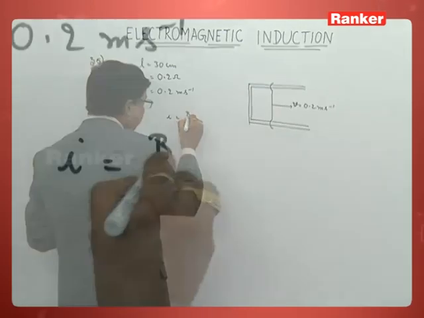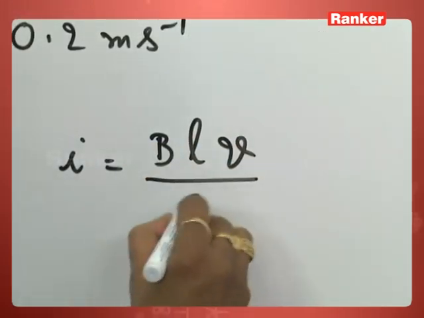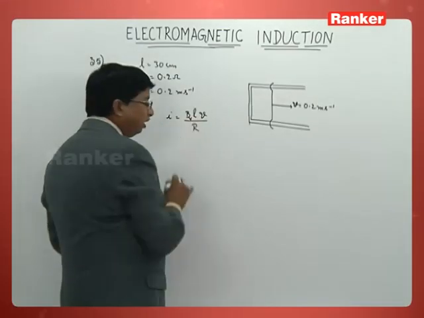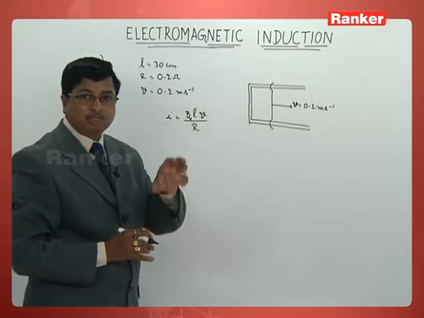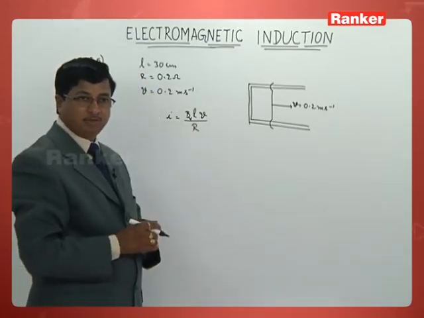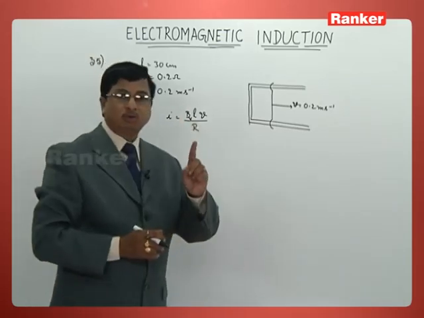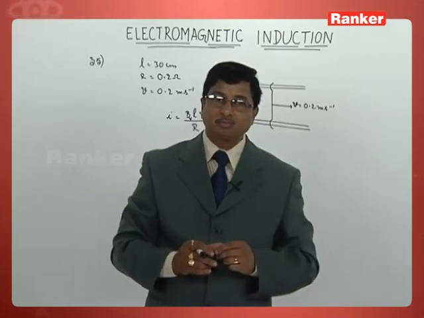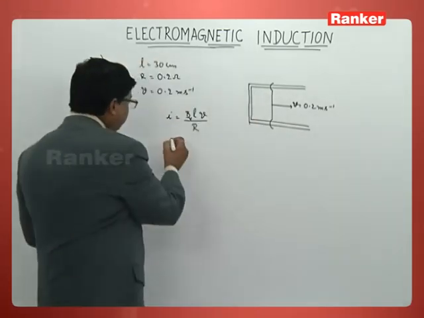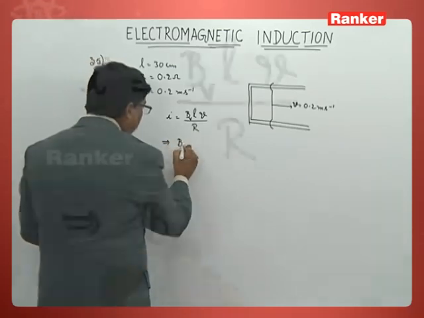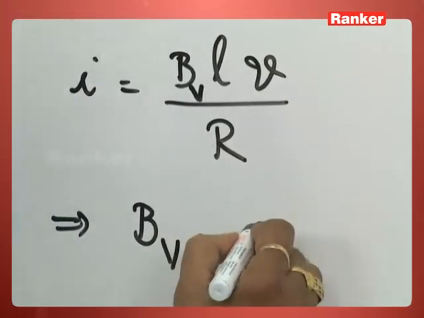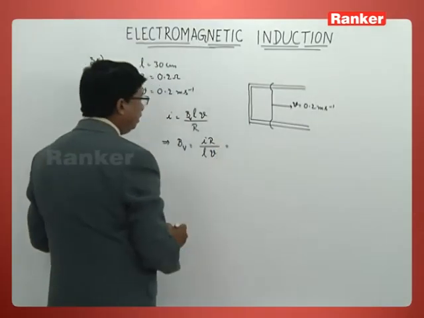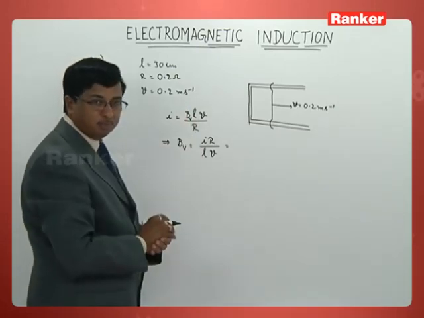BLV by R. What is this B now? It is to be called the vertical component of Earth's magnetic field. That value you have to calculate for calculating the dip value. So you can understand straight away from this one, the value of the vertical component of Earth's magnetic field is IR by L into V. What are the values given, you see now?